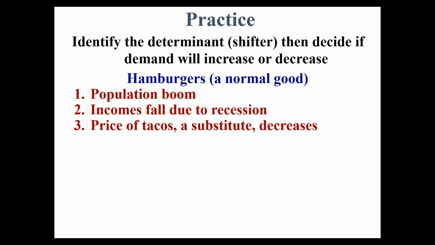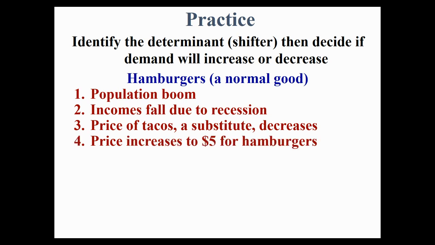The price of tacos, a substitute, decreases. Well, let's think about it. If the price of tacos falls, that means more people are going to buy tacos. So would people buy more or less hamburgers? Well, if more people are buying tacos, then fewer people are going to buy hamburgers. So that's the substitution effect, right? That would be a decrease and a shift left.